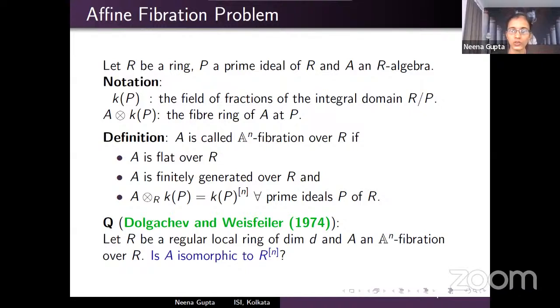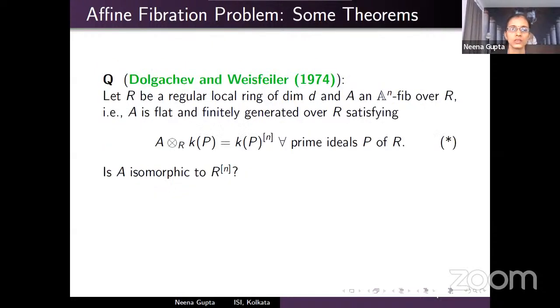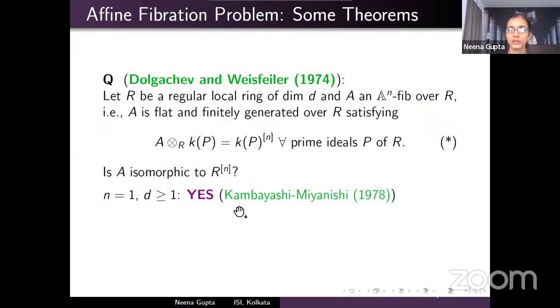So this is a very natural question. Geometrically, it means all the fibers of the R-algebra A are polynomial rings in n variables, or affine n-space, and flatness gives you that regularity condition. Does that necessarily imply that the ring A is a polynomial ring to start with? For n equal to 1, any A^1 fibration over any regular local ring of any dimension is going to be locally a polynomial ring, and this was given by Kambayashi and Miyanishi.